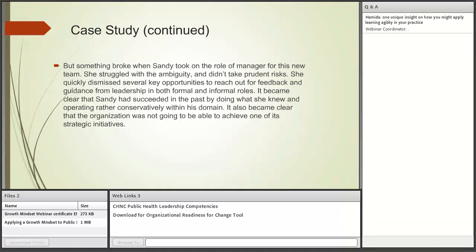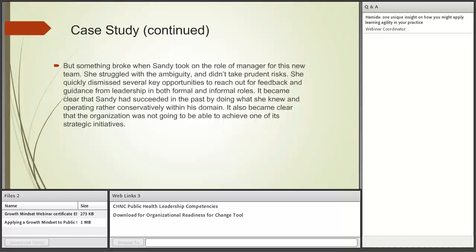So the case study continues, and we state here that something broke when Sandy took on the role of manager for this new team. She struggled with the ambiguity and didn't take prudent risks. She quickly dismissed several key opportunities to reach out for feedback and guidance from leadership in both formal and informal roles. It became clear that Sandy had succeeded in the past by doing what she knew and operating rather conservatively within her domain. It also became clear that the organization was not going to be able to achieve one of its strategic initiatives.